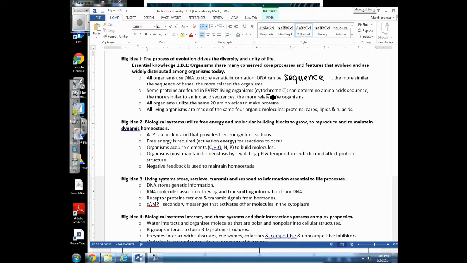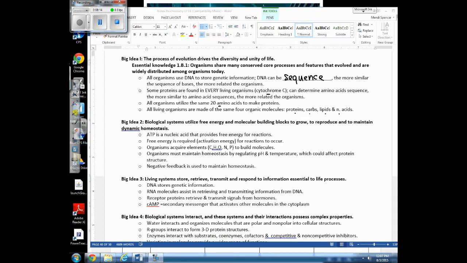Some other features that we talked about is that all organisms utilize the same 20 different amino acids. All organisms utilize the same 4 types of organic molecules: proteins, carbs, lipids, and nucleic acids. We can add an additional bullet. All organisms are made of carbon, hydrogen, oxygen, nitrogen, and phosphorus. All organisms contain molecules that are based on carbon. So there's lots of ideas related to this unit that we can also relate to evolution.